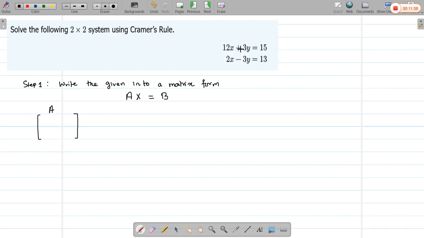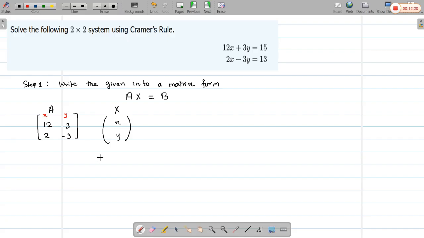In this given equation, take the coefficients of x and y. So write down the coefficients of x and y. What are the coefficients of x and y in the first equation? 1, 2, 3. And in the second equation, 2, minus 3. Is that clear? Now, I will move on to the second matrix, which is called X. What do you mean by X? X is the matrix of unknown values. What do you want to find in this equation? X and Y.